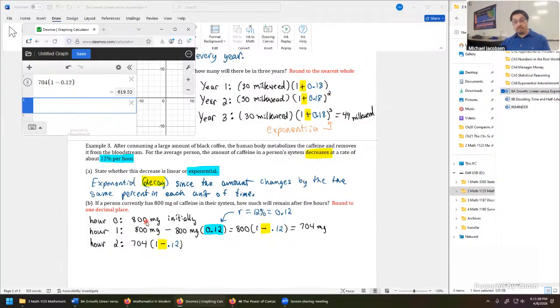So if we worked a little bit differently and just started with 800 milligrams initially, took 1 minus 0.12, this is 1 hour going by. But if you want 2 hours going by, you raise that to just power 2. And you get the same exact figure either way you look at it.